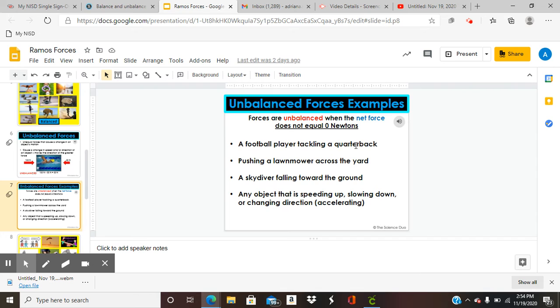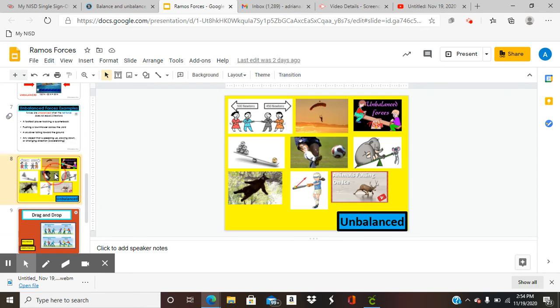So a football player tackling a quarterback, pushing a lawnmower across the yard, a skydiver falling toward the ground, an object that is speeding up, slowing down, or changing directions, which means accelerating, would be unbalanced. And here are some unbalanced forces. So if you're doing tug of war and a group of students has a force of 500 newtons, but the other group is 450, you can see that there's more force on the left than the right. So that's unbalanced. The force is unbalanced.